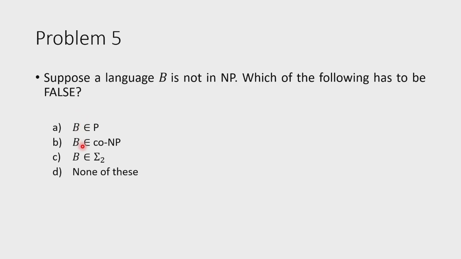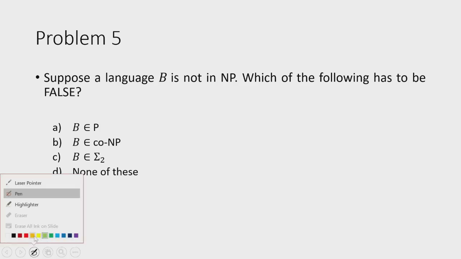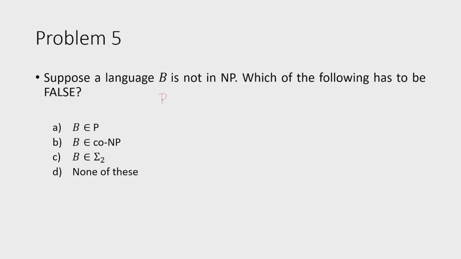And B is an element of co-NP. If B is not in NP, does it mean that the complement of B would be in NP? No. That would just mean, if B is not in NP, this would imply that B complement is not in co-NP. So B not in NP does not tell us anything about B being in co-NP, right?